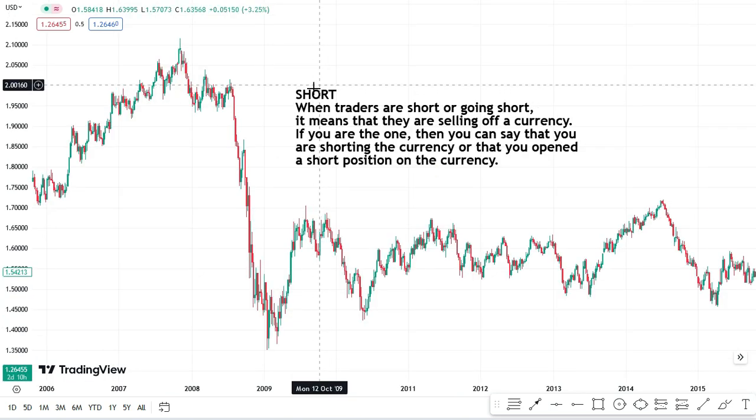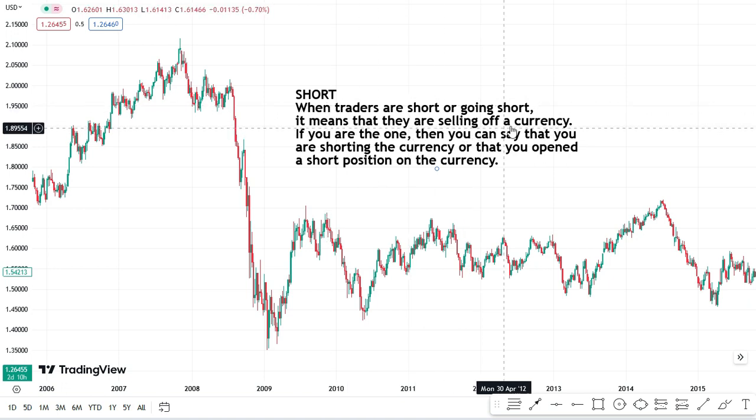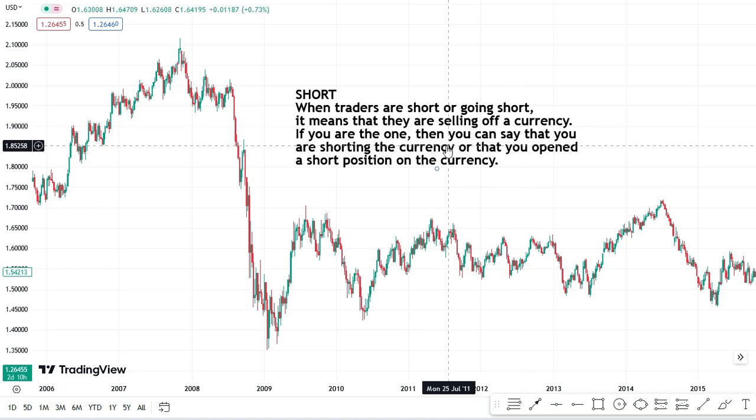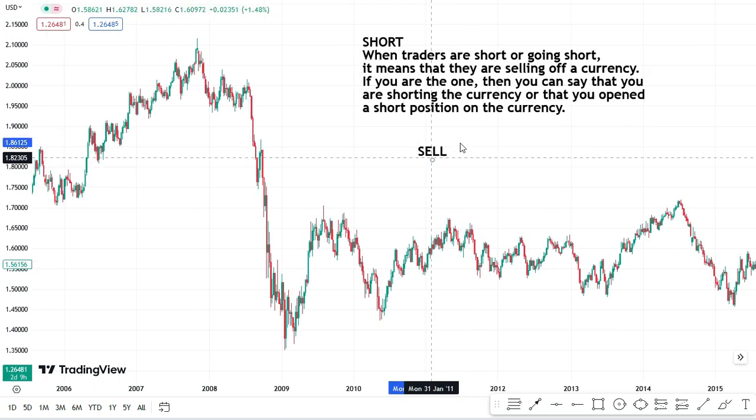Short. When traders are short or going short, it means that they are selling off a currency. So if you're the one, then you can say that you are shorting the currency or you open a short position on the currency. It also means the same thing with sell.